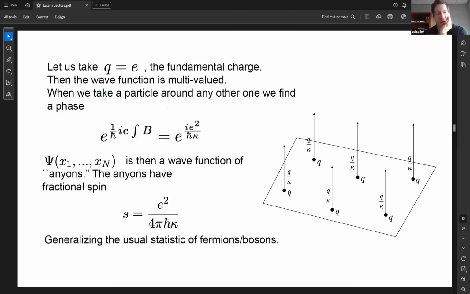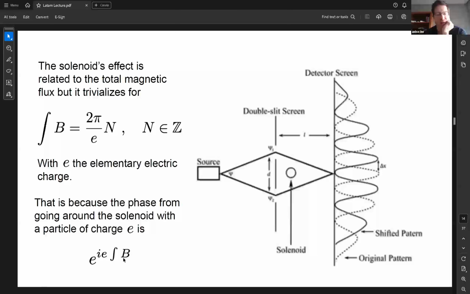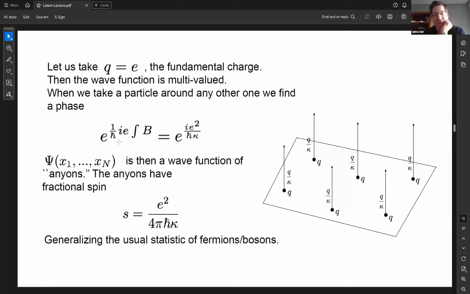What actually is going on is that every time a coordinate of one of the external charges goes around the coordinate of another one, the wave function picks up this particular phase. E to the 1 over h bar i times the integral of b. I'm sorry, here I forgot to put h bar. I apologize. There has to be an h bar in the numerator here, and there has to be an h bar in the denominator here. So the actual phase that the wave function picks up is 1 over h bar i times the integral of b.